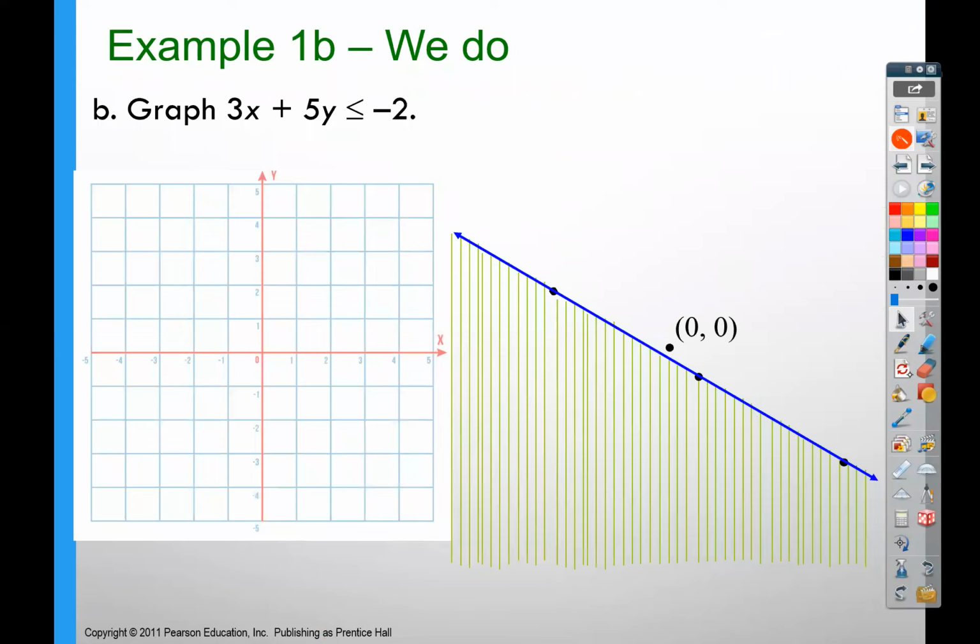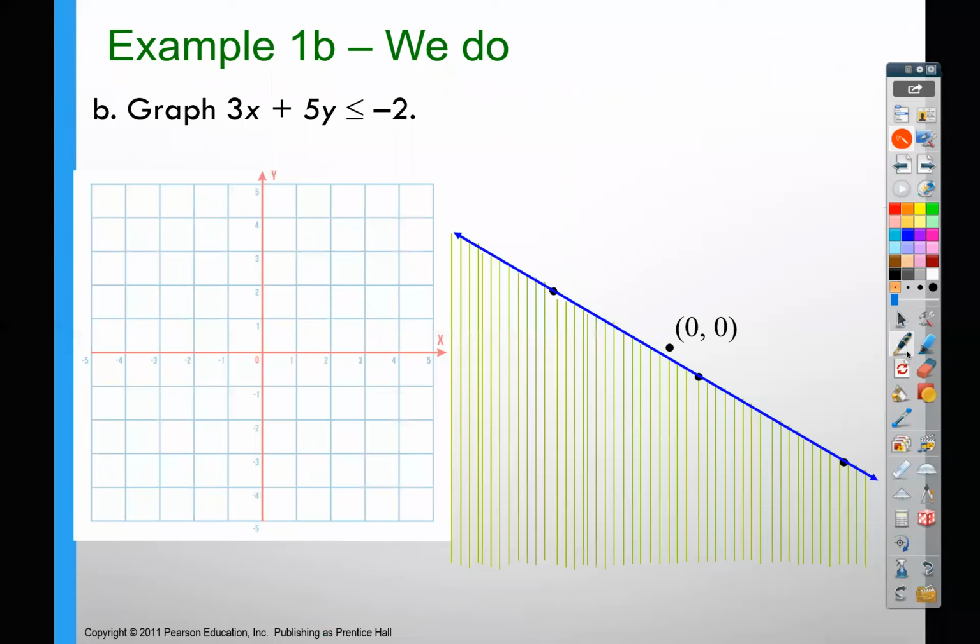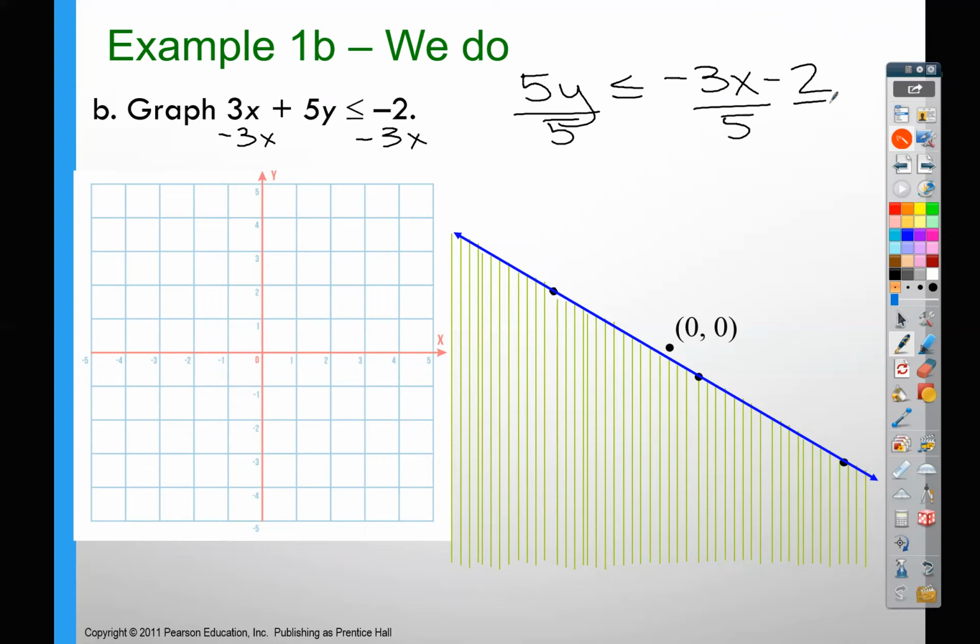All right, so on this graph, we're gonna graph this line. So I'm gonna put this in slope-intercept. So I'm gonna subtract the 3x from both sides. I'm gonna get 5y is less than or equal to negative 3x minus 2. Divide everything by 5. So I get y is less than or equal to negative 3/5 x minus 2/5.